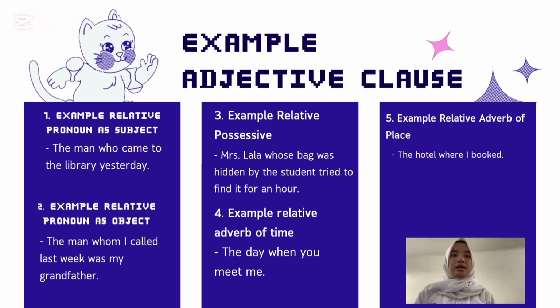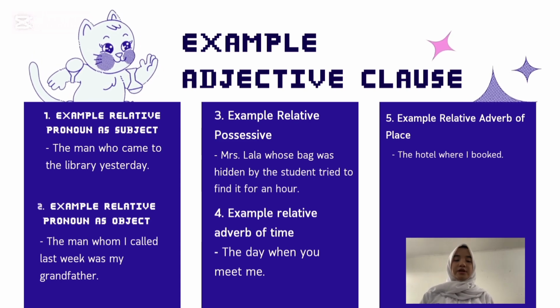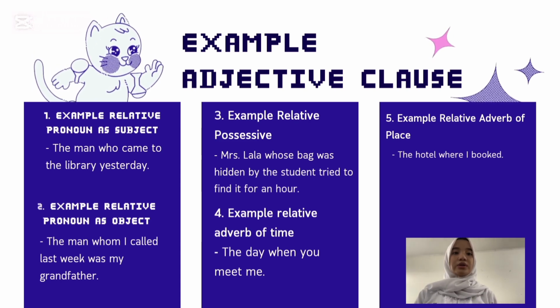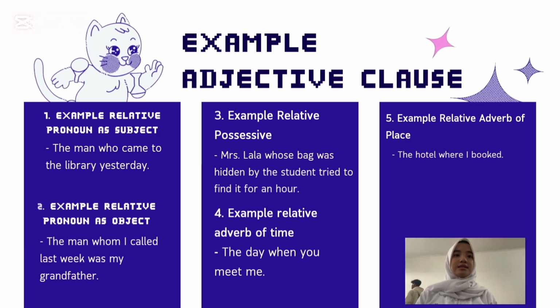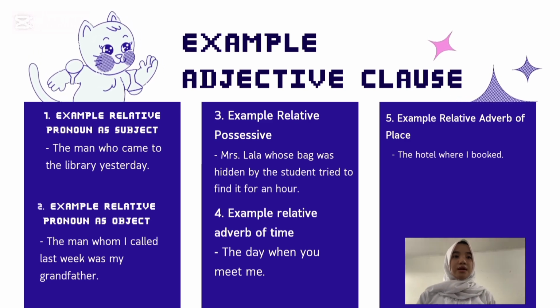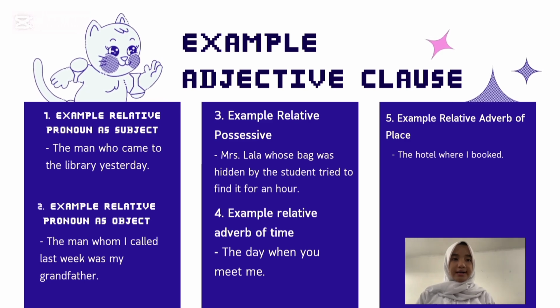Number 4 is an example of relative adverb of time. For example, the day when you meet me. Number 5 is an example of relative adverb of place. For example, the hotel where I booked.